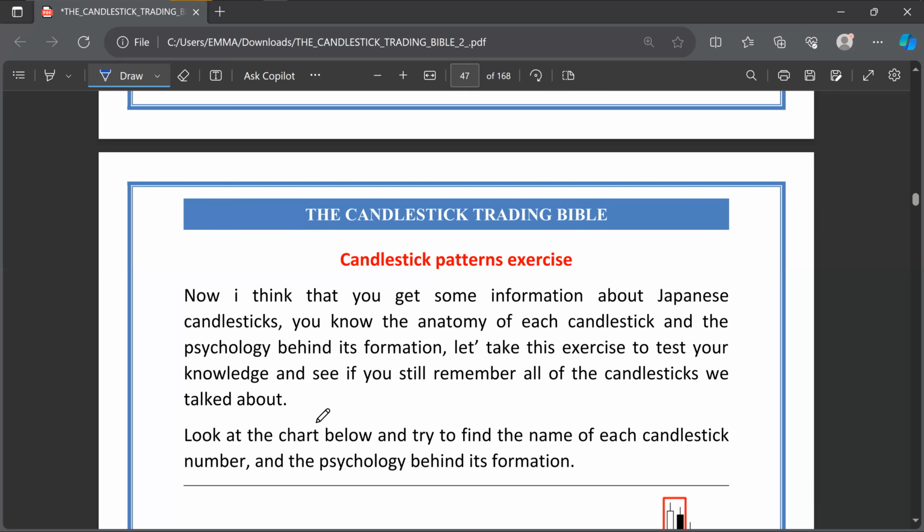Now there are a few exercises that we need to do. I think that you have gotten some information about Japanese candlestick patterns. You know the anatomy of each candlestick and the psychology behind its formation. Let's take this exercise to test your knowledge and see if you still remember all of these candlesticks we talked about. Look at the chart below and try to find the name of each numbered candlestick, and then the psychology behind its formation.